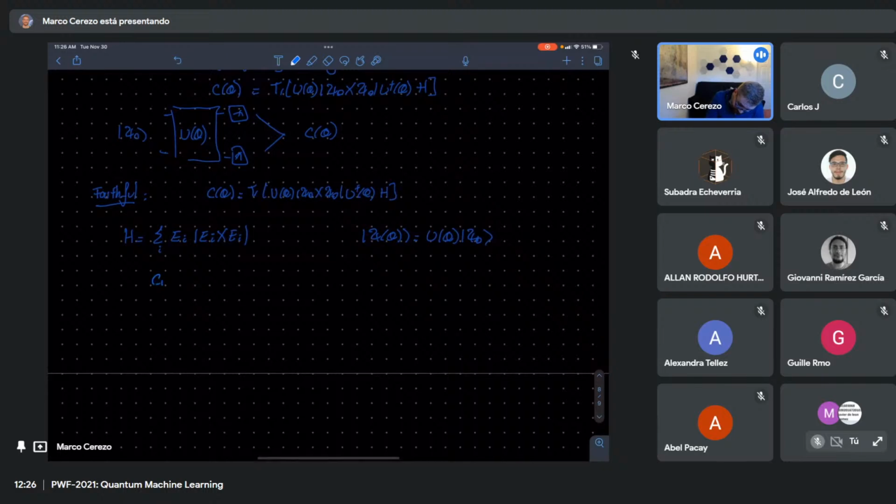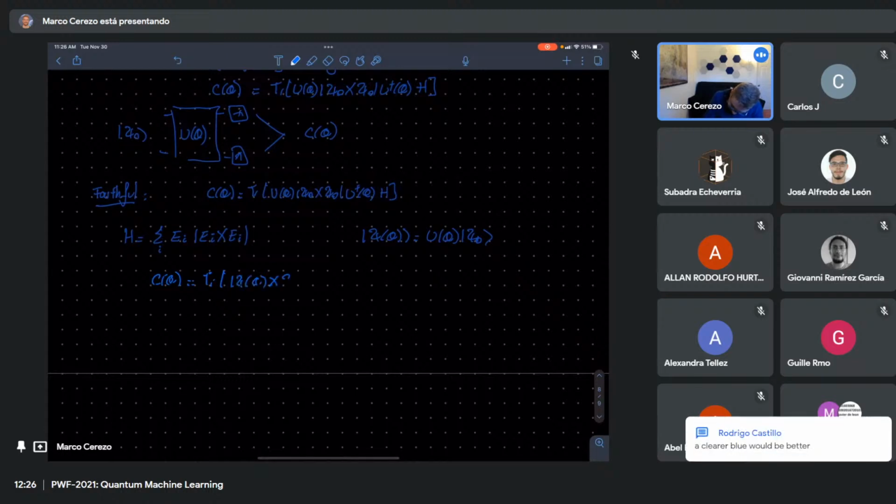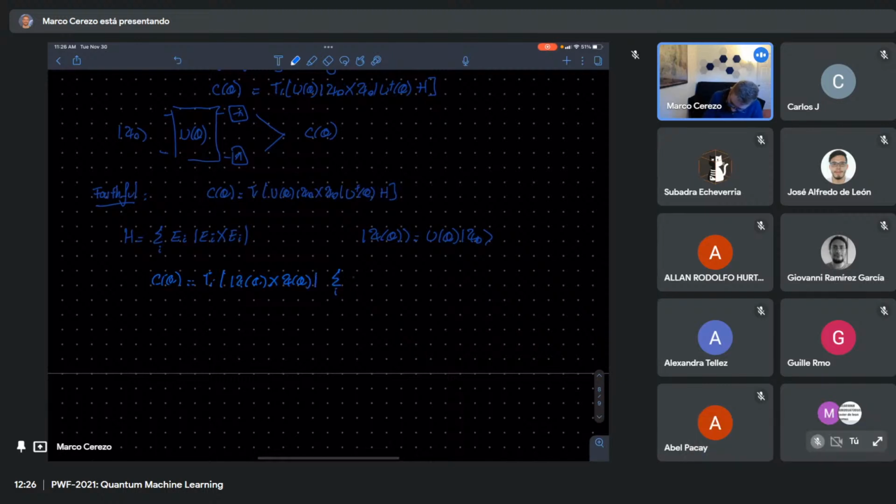So what is the cost function given this? We can now replace this by the trace of psi theta. So there is psi theta, and here I replace my Hamiltonian by the summation of E I times the projector onto the eigenvectors. We can take the summation out because of the linearity of the trace.